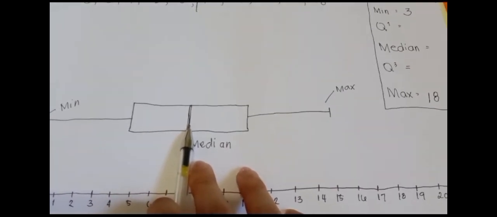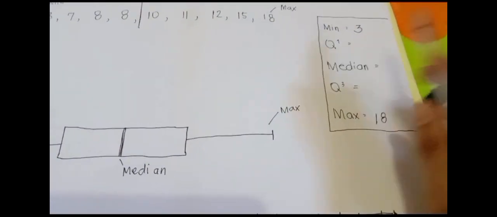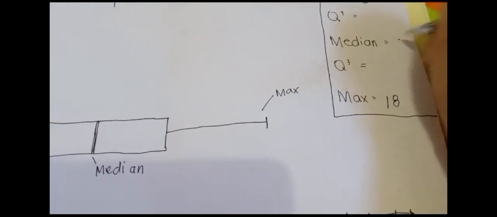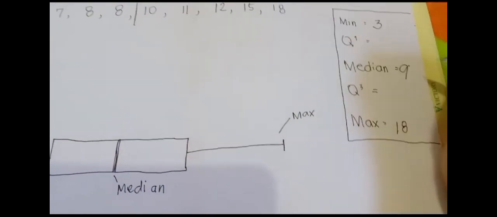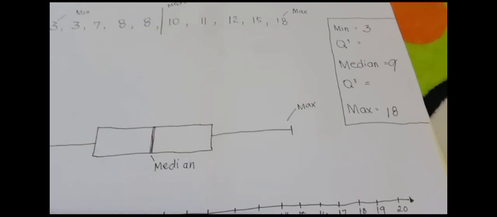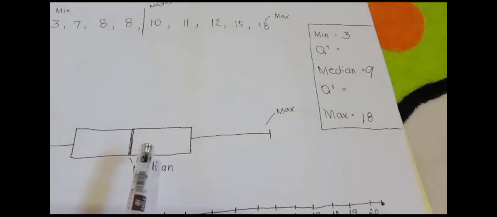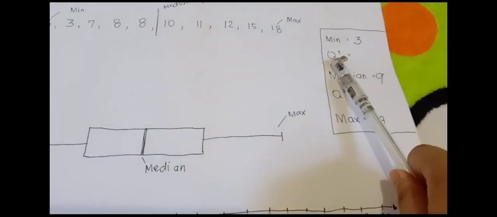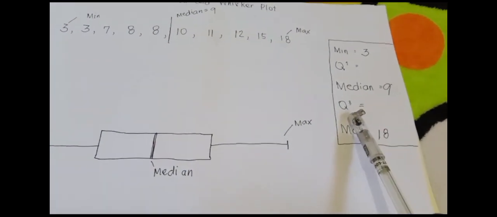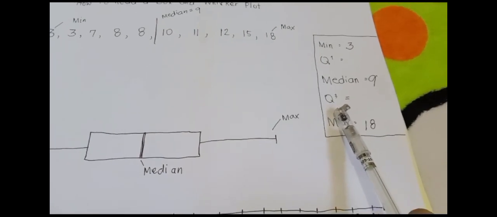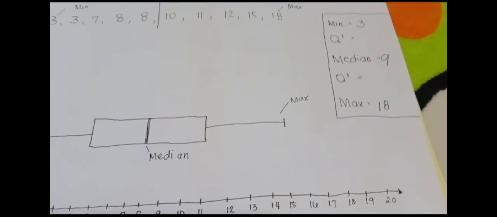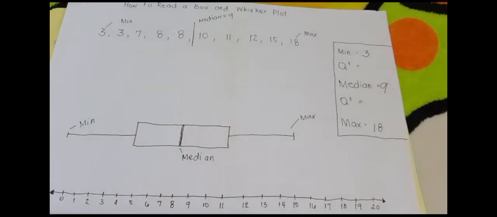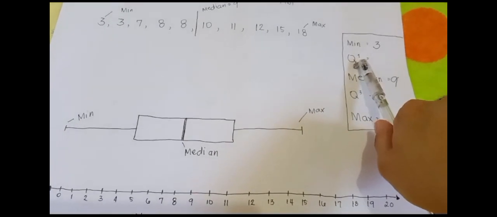Now we need to take a look at the first quartile. So ilalagay po muna natin yung median. So ang median po natin is 9. Ang first quartile is also known as the lower quartile. And then the third quartile is also known as the upper quartile. Let's take a look at the first quartile.